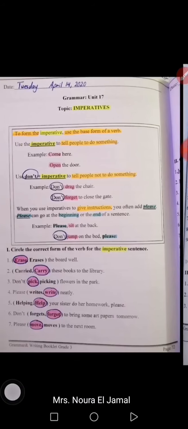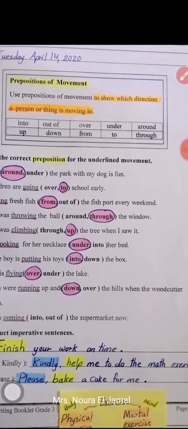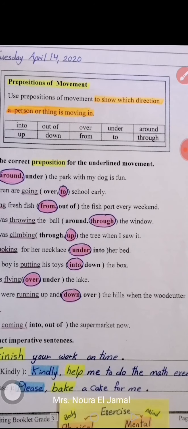Now let's move to page 73. Write the date, Tuesday, April 14, 2020. Prepositions of movement. This is the second part of our lesson. Use prepositions of movement to show which direction a person or thing is moving in. Into, out of, over, under, around, up, down, from, to, through.